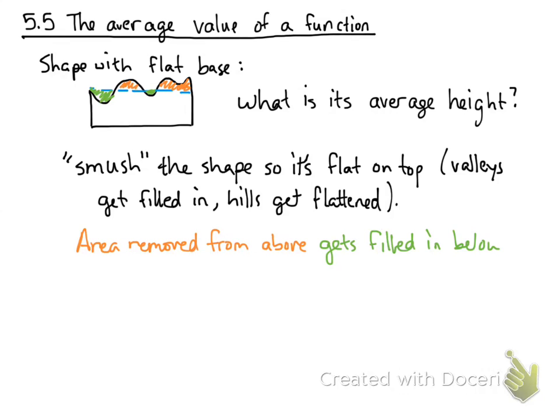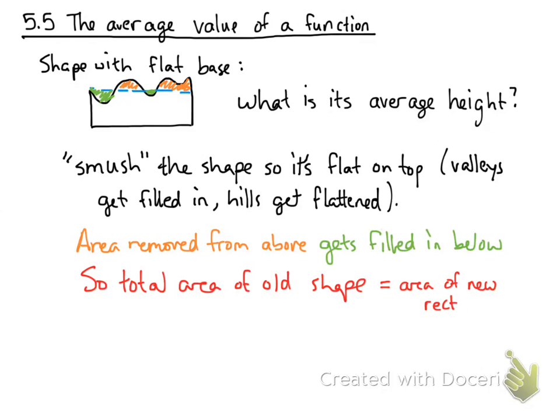What that means is the area that you're removing from above the blue line gets filled in below the blue line so that the orange area there is the same as the green area. The orange stuff you remove has the same area as the green stuff that was missing but now gets filled in. That means that the total area of the original shape you had is the same as the area of the new rectangle, because you shaved some off the top but you used that stuff to fill in what was missing, so the area is unchanged.